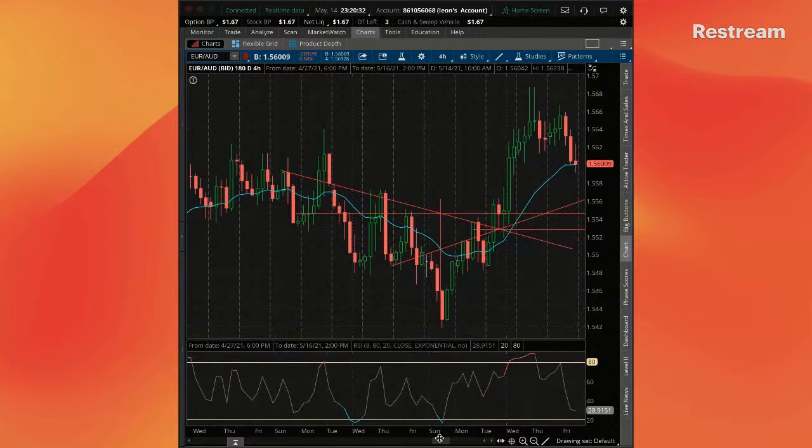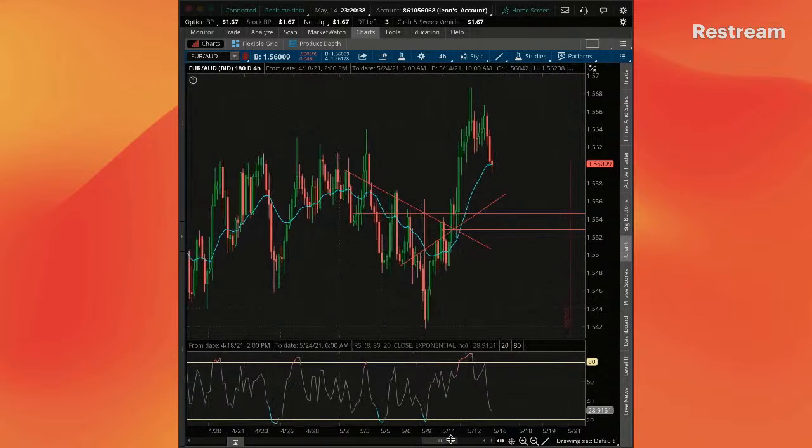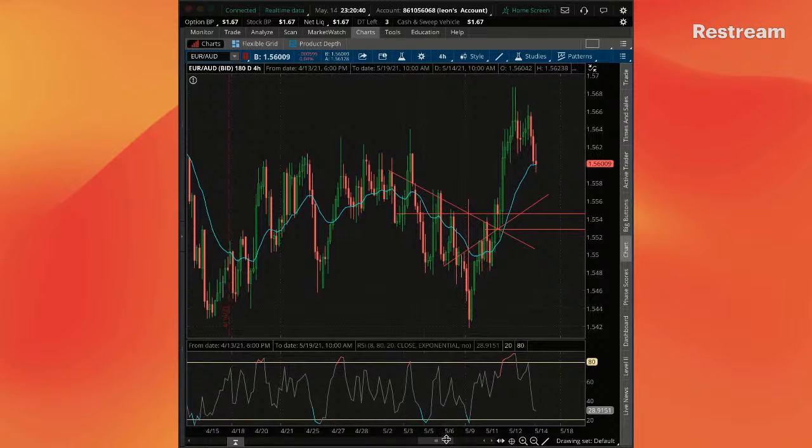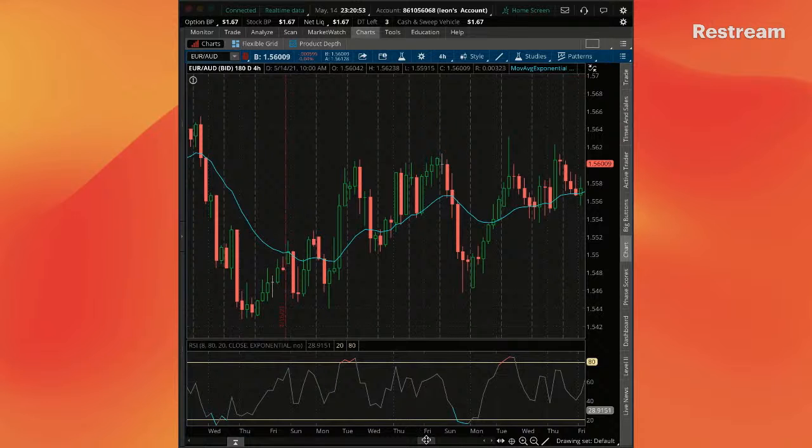So let's move this over this way. We're going to use this candle again, and let's put up a little bit more.